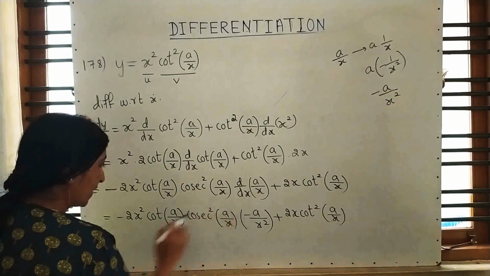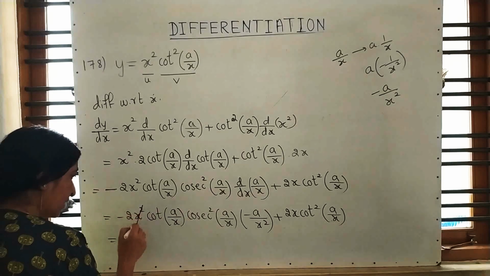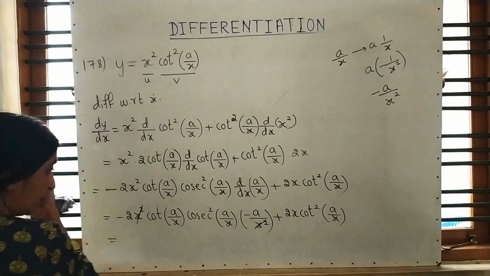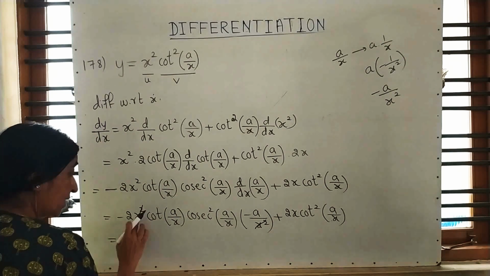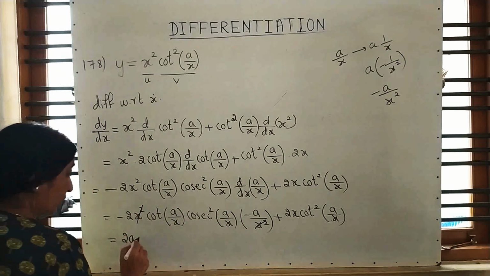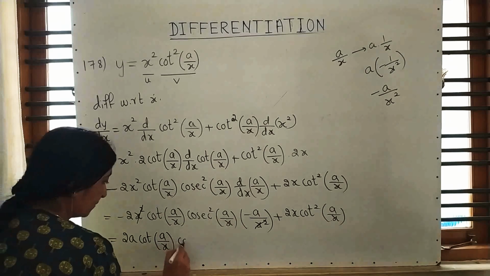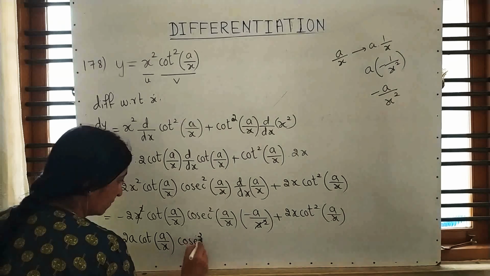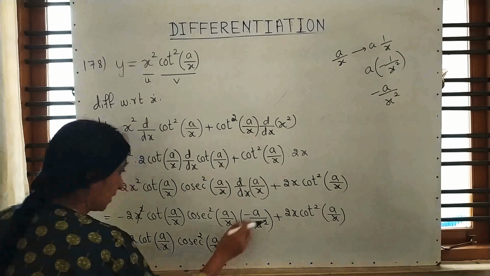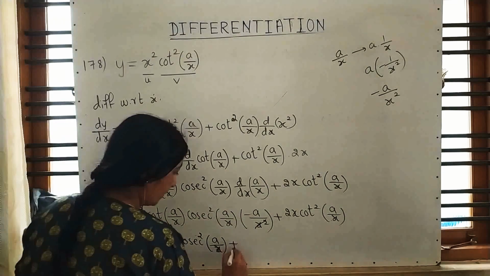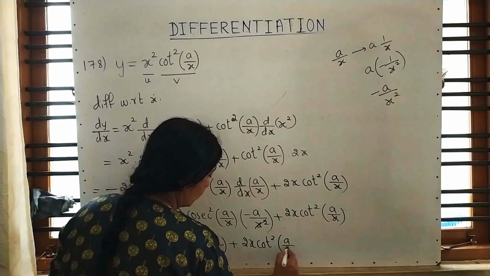When you multiply these two, because this is without trigonometric term, this is also without trigonometric term, this x square and this x square get cancelled. Minus into minus becomes plus 2a. Here they are without a trigonometric term, that's why we are cancelling. Minus a by x, and this a we wrote first only, plus 2x cosec square a by x.